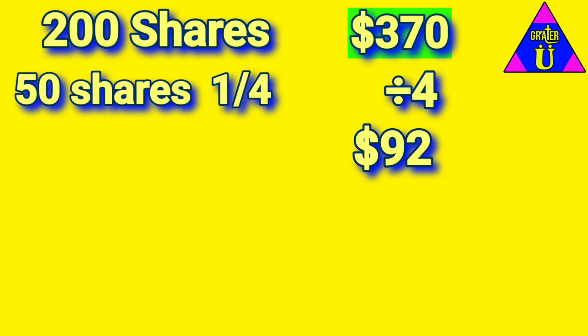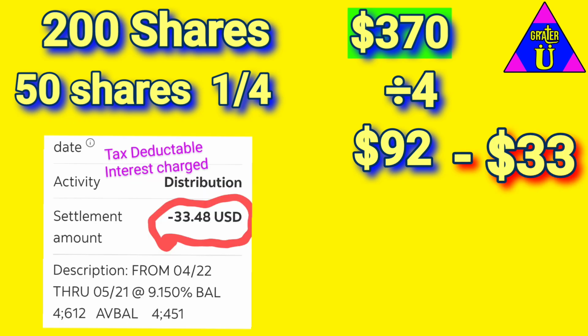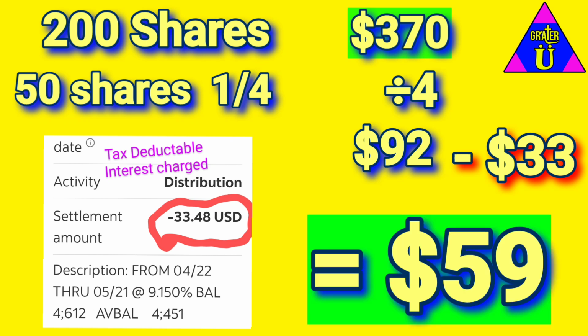Out of that $92, to borrow the money costs $33. So $92 to get 50 shares minus the $33 that it cost me. So the profit was 92 minus the 33. That gives you the $59 for using that money. And that's what's called good debt.